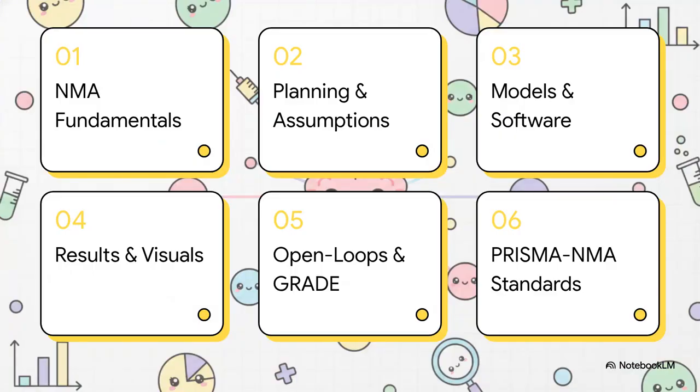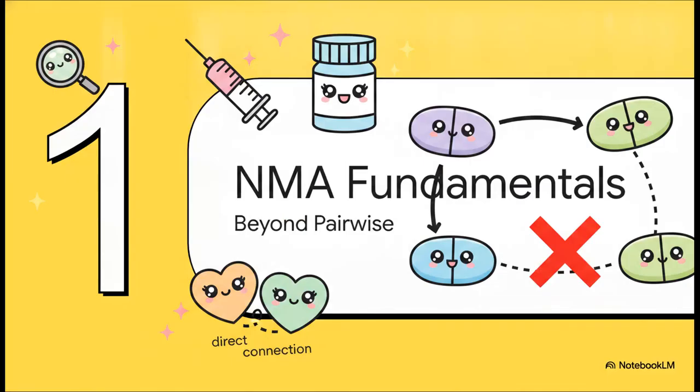Okay, let's just briefly look at our roadmap for this explainer. We're going to cover NMA fundamentals, planning and assumptions, models and software, results and visuals, open loops and GRADE, and finally, the PRISMA-NMA standards. Section 1: NMA Fundamentals, Beyond Pairwise Comparisons.